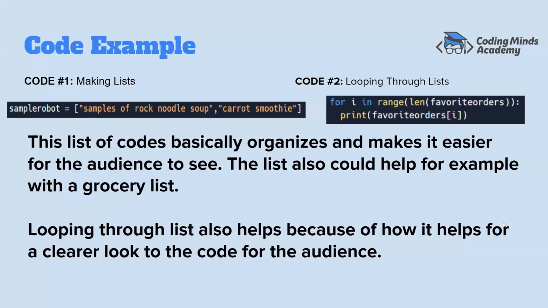Code example number one, making lists. This list of codes basically organizes things and makes it easier for the audience to see. The list could also help, for example, with a grocery list. And code number two, looping through lists. Looping through lists also gives a clearer look at the code for the audience. The example is for item in range. It organizes the items, and the sample robot prints them out and organizes them.